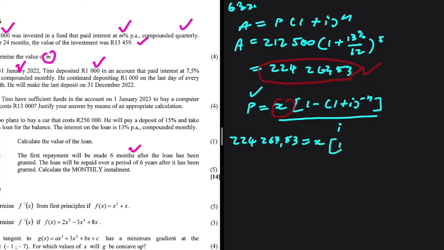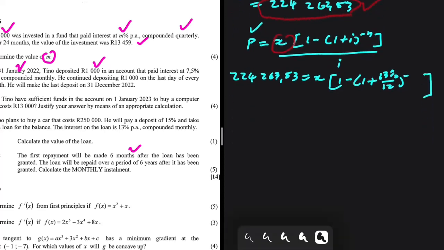Everything multiplied by 1 minus 1 plus the interest, 13%. We divide that by 12, everything to the power minus n. So let's make sense of that minus n. So he's repaying the loan in 6 years, right? Let's concentrate on the first year. There's something that is happening there on the first year.